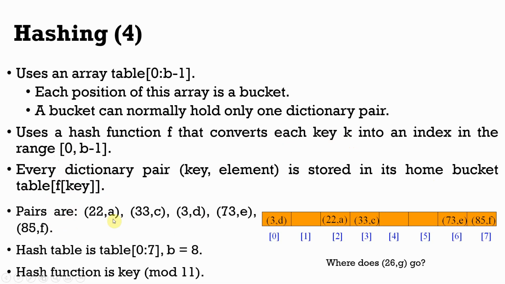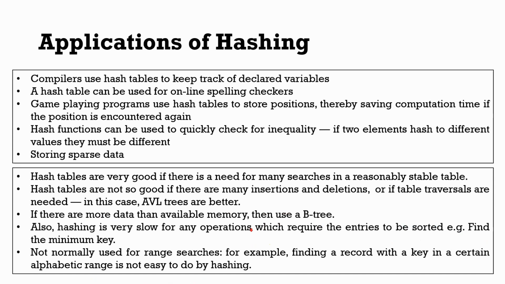We have pairs of key elements here, and the hash function, let's say for this case, is key mod 11. Actually, in this one it's not key mod 11, it's key mod something else, because if it was 11, 22 should be in 0. Anyway, we have a certain hash function that maps these data items into different locations in this hash table. This is our hash table, and we have a hash function that does the mapping.